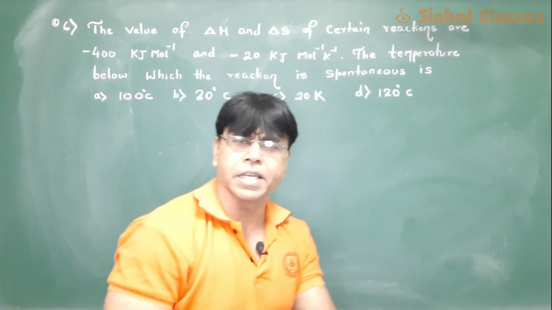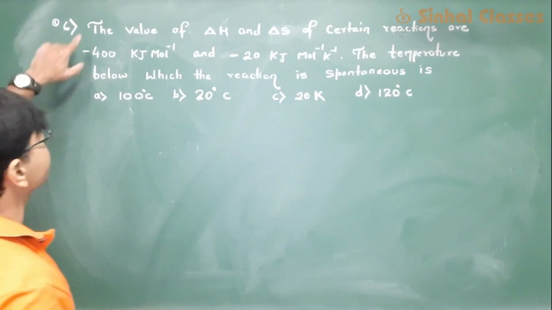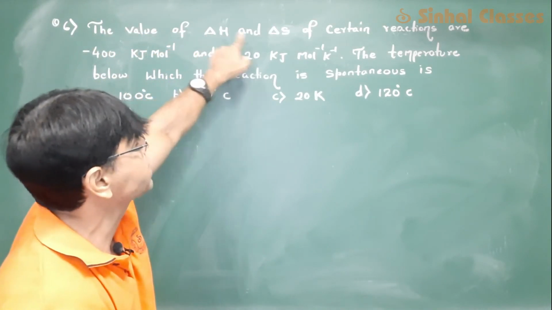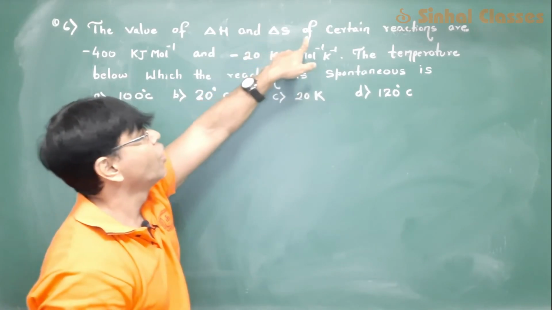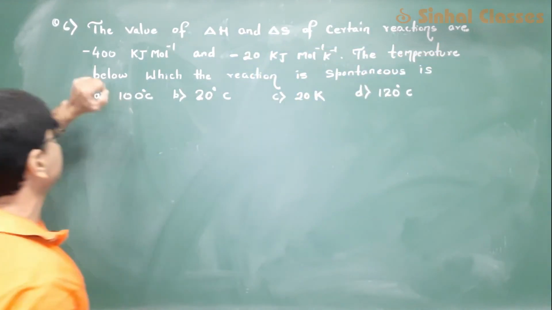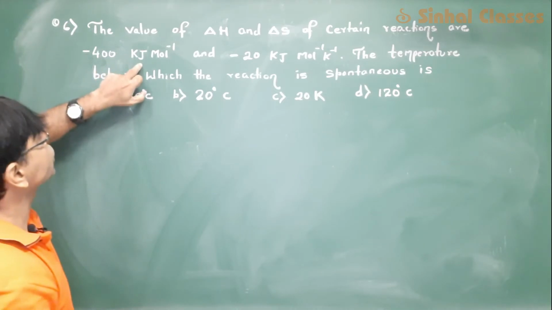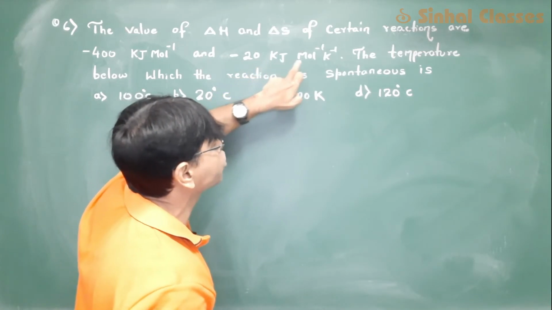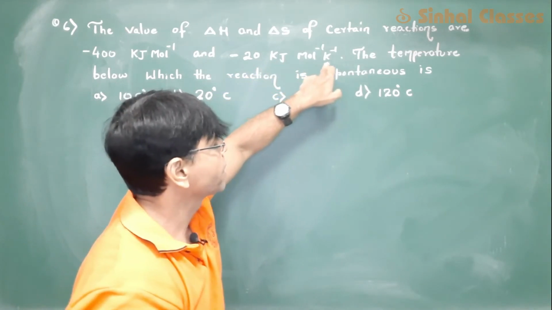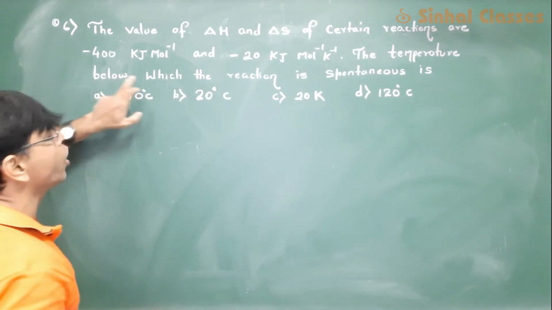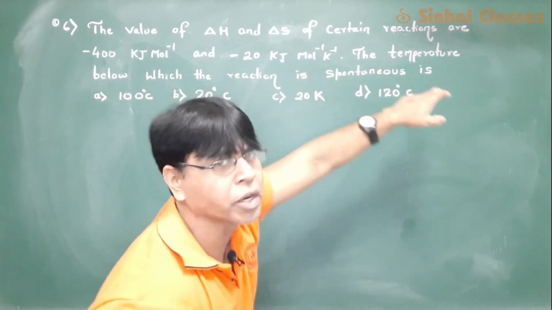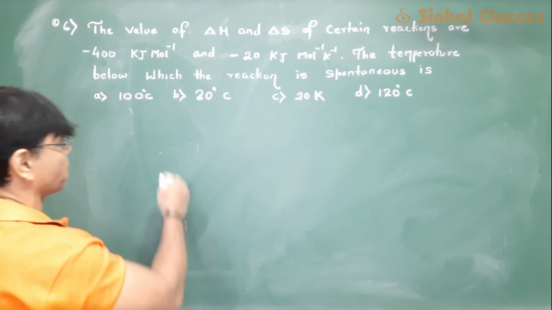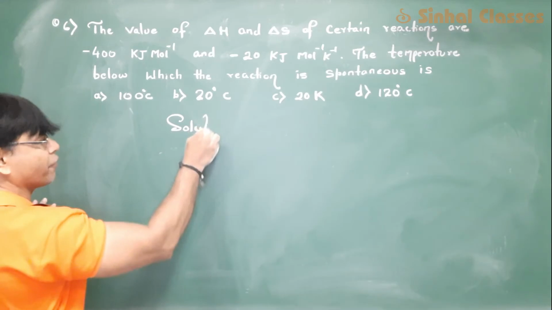Okay student, let's see a new question. It says the values of enthalpy change and entropy change of a certain reaction are minus 400 kilojoules per mole and minus 20 kilojoules per mole per Kelvin. The temperature below which the reaction is spontaneous is. It's a very simple question. Now let's see the solution part of it.